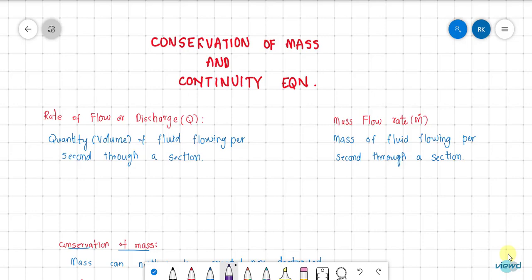In this video, let us see about conservation of mass and continuity equation. This is a very important topic, and we will understand clearly what is continuity equation and what is conservation of mass. So what is the difference between them? Let us understand in this video.